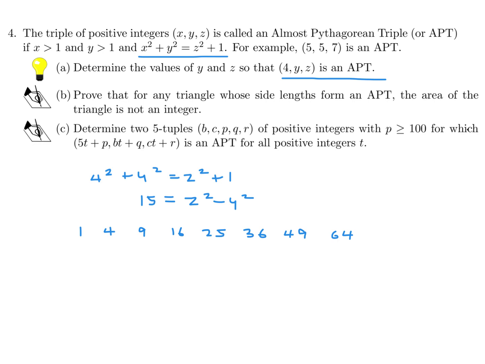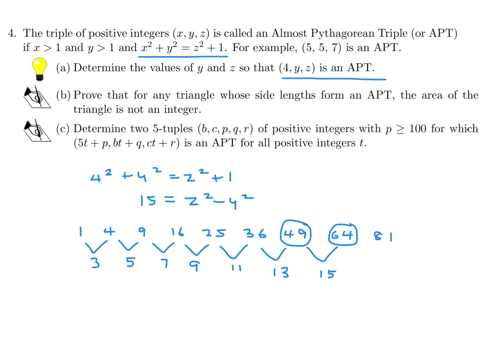I already see it. 9 squared is 81. So the difference between these two is 3. The difference here is 5. The difference here is 7. The difference here is 9, 11, 13, and this one, 15. These are two perfect squares that have a difference of 15, which is exactly what we need.